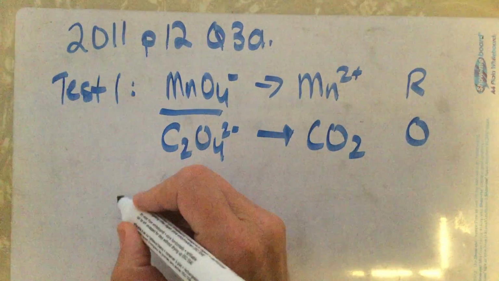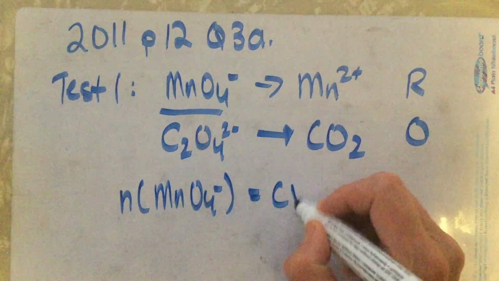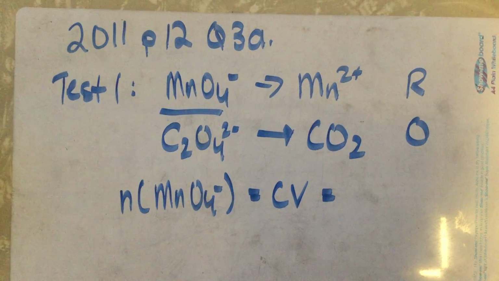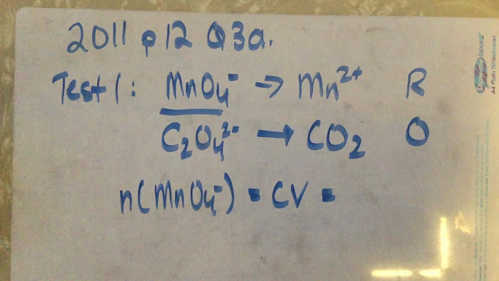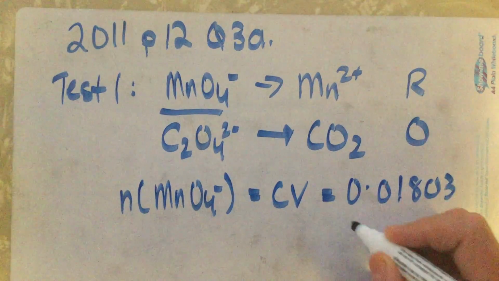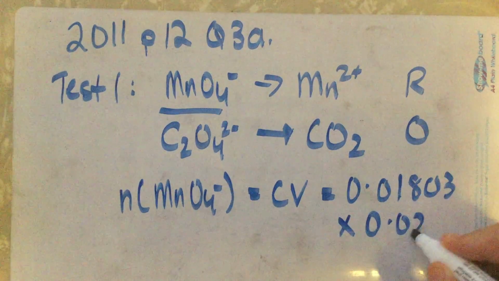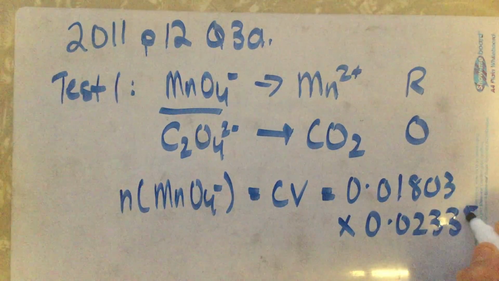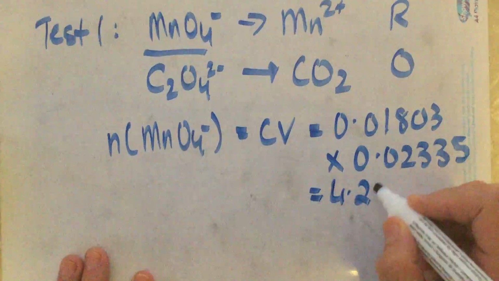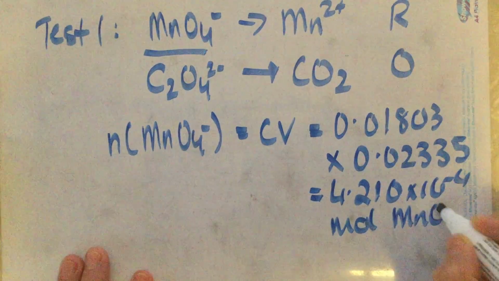So we're going to start with working out the number of moles of the MnO4-, and that's going to be C times V, and the concentration of the MnO4- is 0.01803. And the volume, the average volume, is 23.35. So we divide that by 1,000 to get 0.02335, and that is going to give us 4.210 times 10 to the minus 4 moles of permanganate.